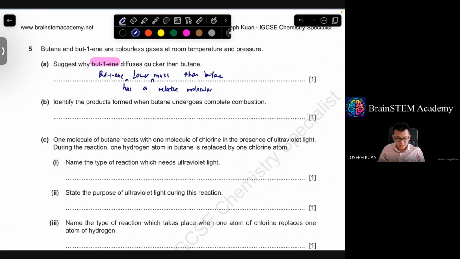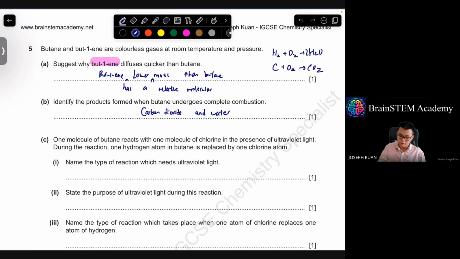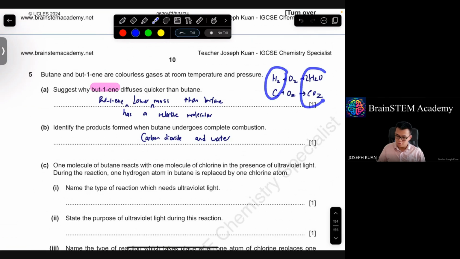Identify the products formed when butane undergoes complete combustion. So there will be carbon dioxide and water. As this is a hydrocarbon, as you know, hydrogen burns in oxygen to form water. This is shown in your hydrogen fuel cell. And carbon reacts with oxygen to form carbon dioxide. So having a mix of both, you form both water and carbon dioxide.